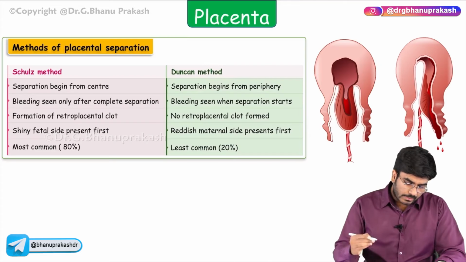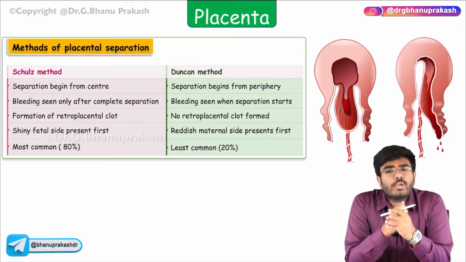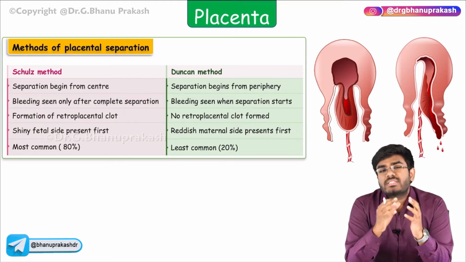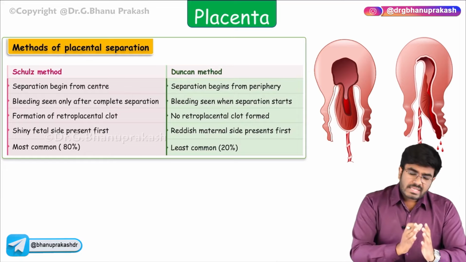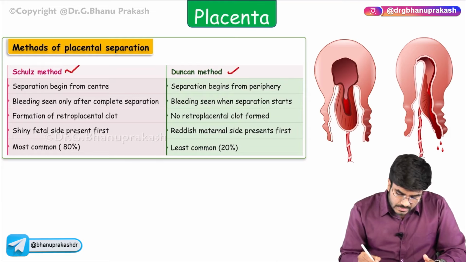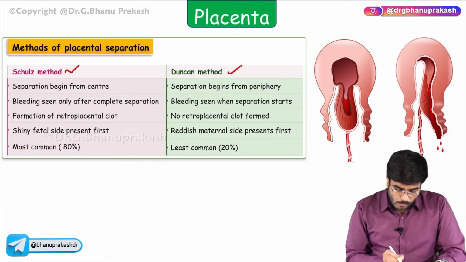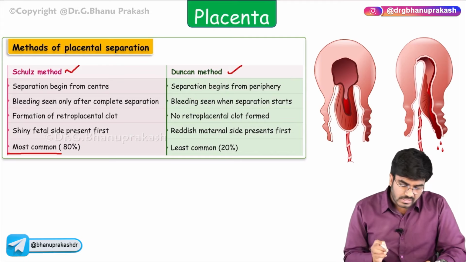Now, let's see methods of placental separation. Separation of placenta is going to happen in the third stage of labor. Placenta will be separated in two different ways: one is Schultze's method, the other is Duncan's method. Schultze's method is the most common method of placental separation. And please concentrate on Schultze's method.